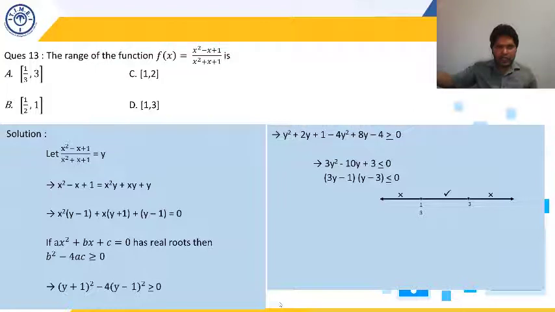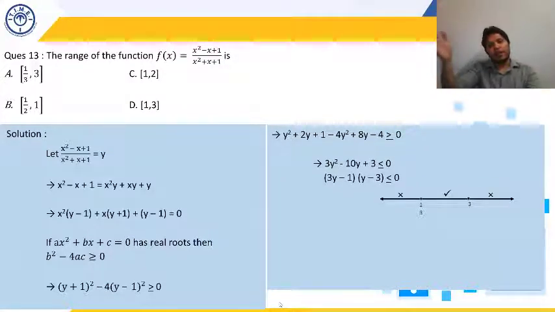So the rightmost side is positive, then negative, then positive. So we can put the critical points. What are the critical points here? 1 by 3 and 3 are the critical points, and the rightmost side is positive, and then alternately negative, positive will follow. We want this expression to be less than 0 or negative, so we'll be taking all the values between 1 by 3 and 3.